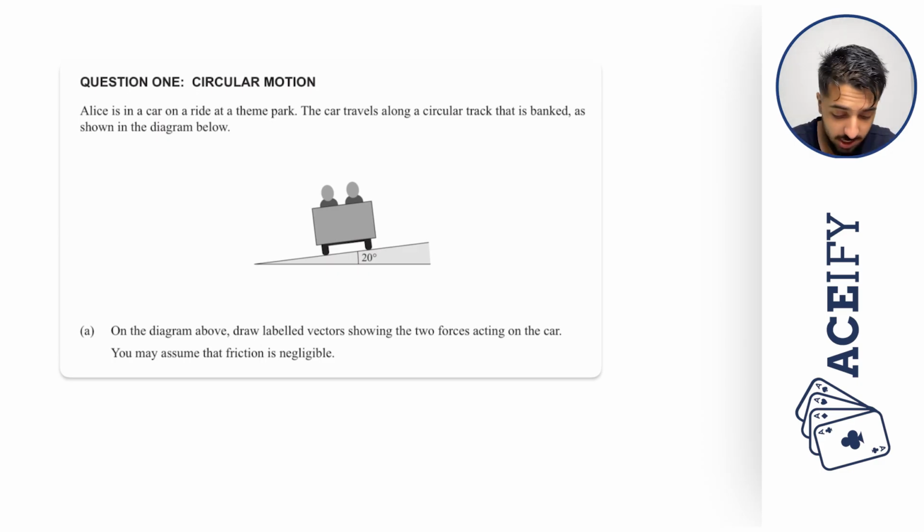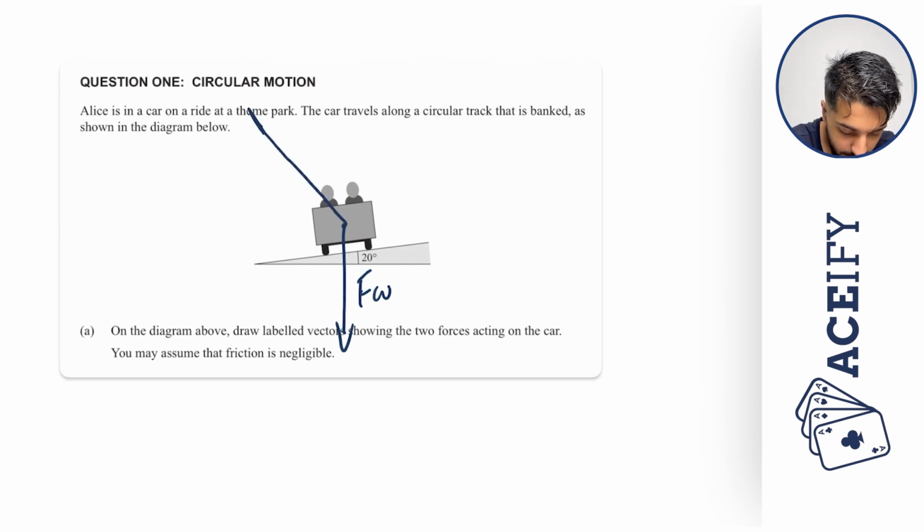Okay, so the two forces that are acting on the car, the first one is obviously the weight force, right? And we know that the car is not going straight through the ground, therefore there must be a reaction force, aka a normal force, acting perpendicular to the surface, and so we know there is a normal force acting up this way. And for accuracy purposes, this normal force needs to be much bigger than the weight force.